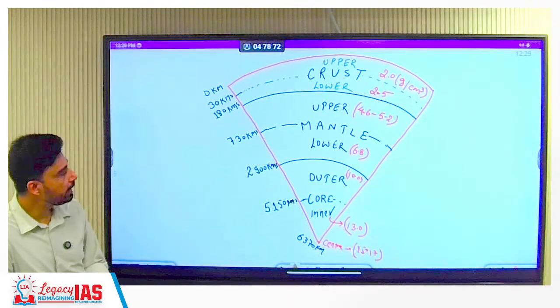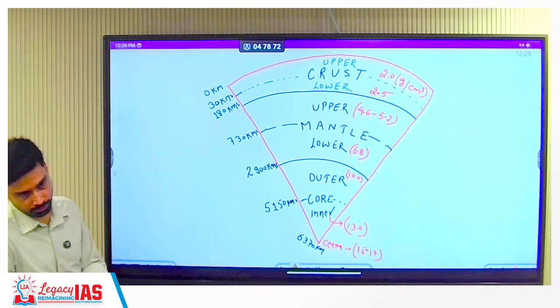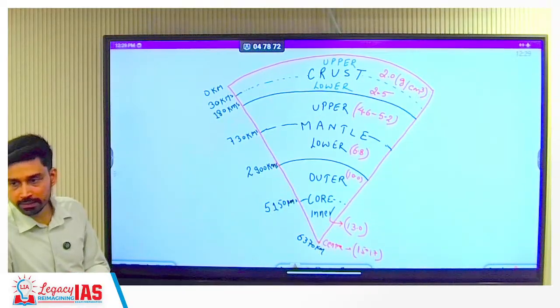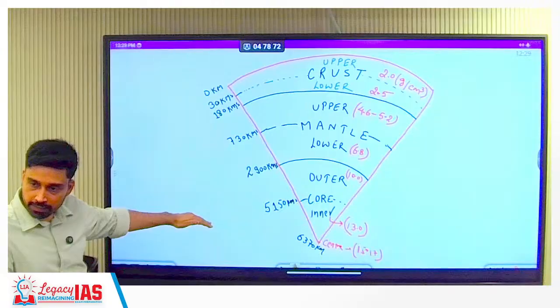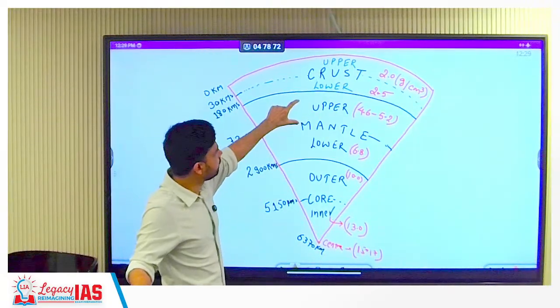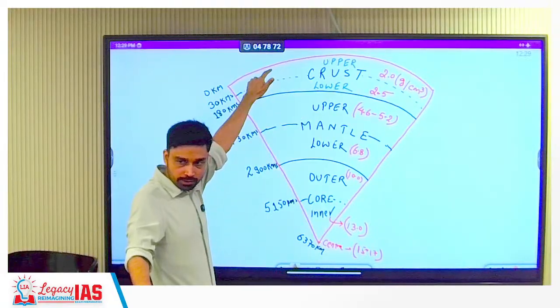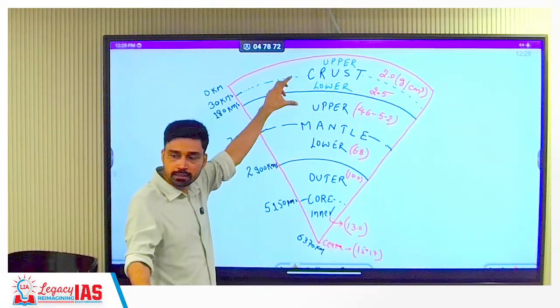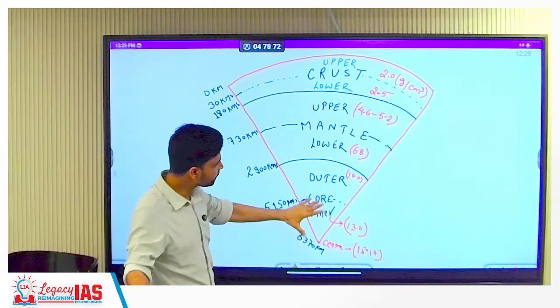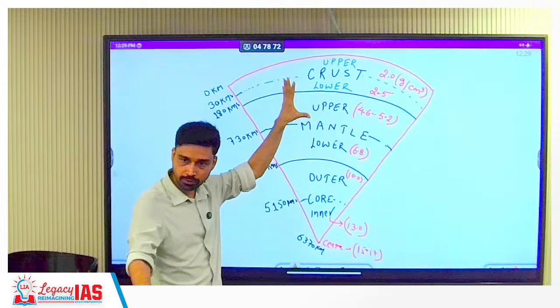Right. Why is density increasing? Two reasons. One, nature of material changes. So you have more and more dense material as you go inside the earth. And second, if you talk about the upper mantle, it is carrying the weight of the entire crust. Lower mantle is carrying the weight of the entire crust plus upper mantle. Outer core is carrying the weight of the entire upper layer. Inner core is carrying the weight of all the upper layers.